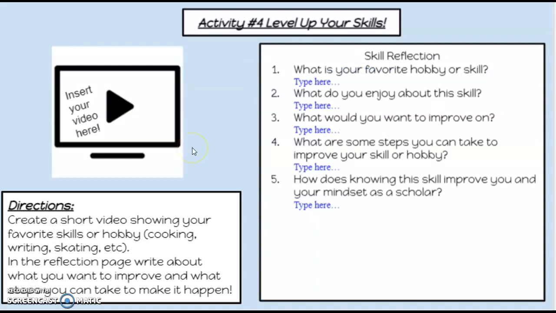And then leveling up your skills. So just create a short video of you cooking, reading, writing, whatever your favorite skill or hobby is. And in the reflection page, write about what you want to improve for that hobby. Do you want to try a new recipe? Do you want to learn how to play the guitar better? Do you want to learn how to do an ollie? What are some skills and hobbies that you want to work on a little bit?